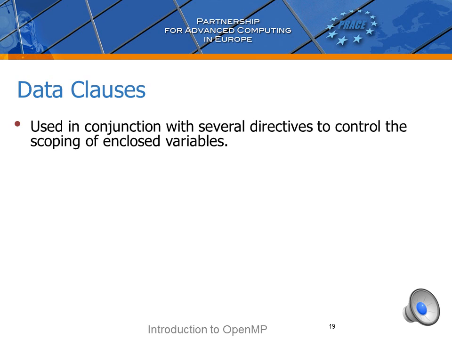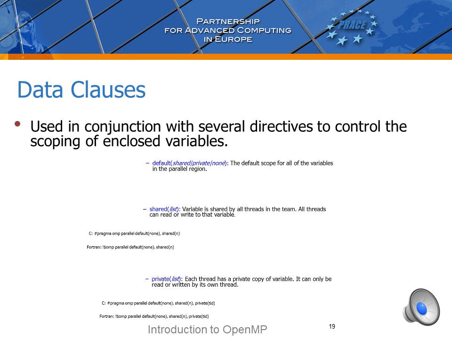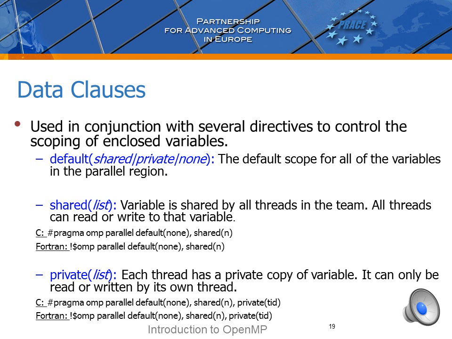Now it is time to describe the main data clauses. They are used in conjunction with OpenMP directives to control the scoping of enclosed variables. In OpenMP, it is of vital importance to understand, for instance, how and which variables are transferred to the parallel region. Main data clauses are default, shared, and private. The default status of the variables in the parallel region is defined by the default clause. It can be either shared or private or none.